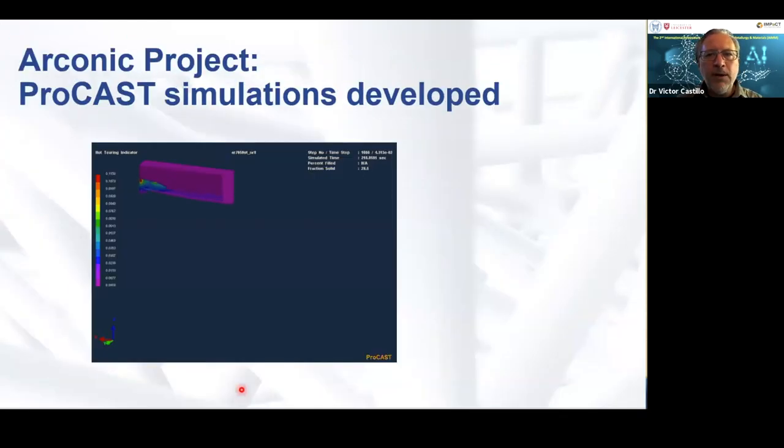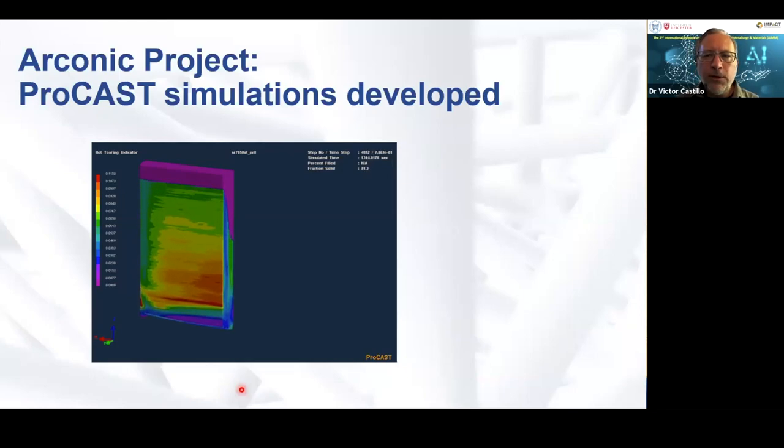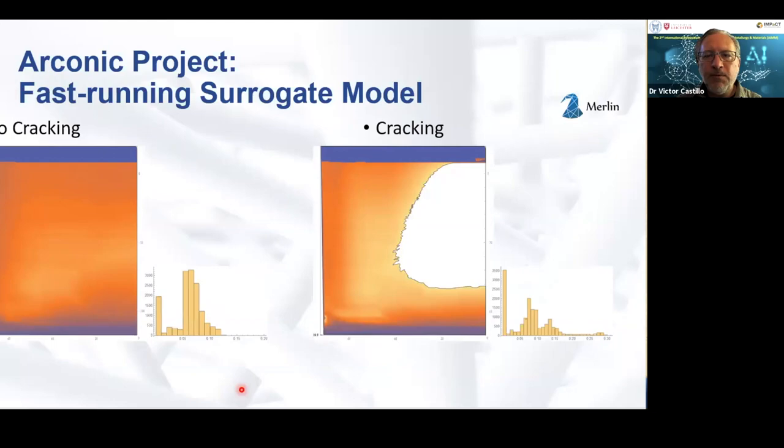So what we can do is simulate where the residual stress is, and predict it. These simulations here take about 24 hours actually to run, 24 to 36 hours. What we're doing is we're learning the simulations, and the output of the fast-running surrogate model, like the one for the glass, can actually predict the output in seconds. And so what I'm showing here on the left is a case where there's no cracking, there's no residual stress, and we actually have a distribution of the hot tearing indicator, which is a measure of residual stress. And the distribution shows a very low average for the hot tearing indicator.